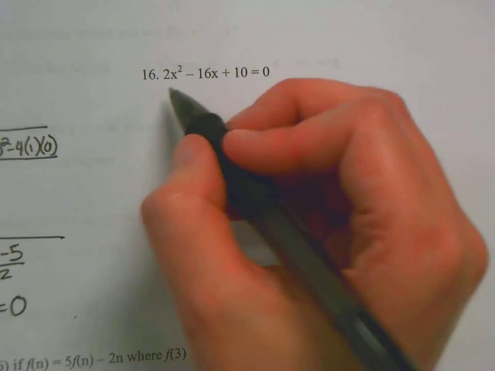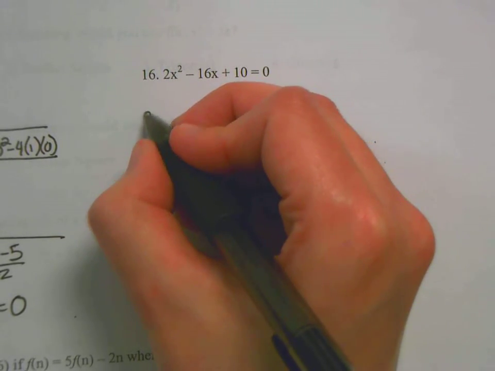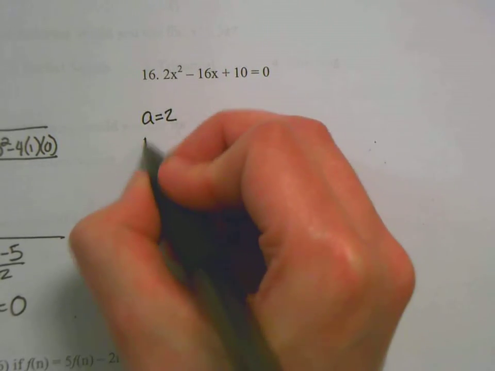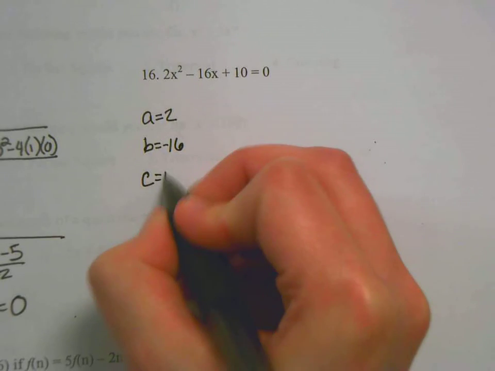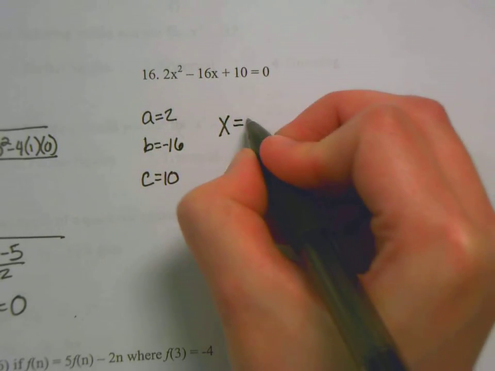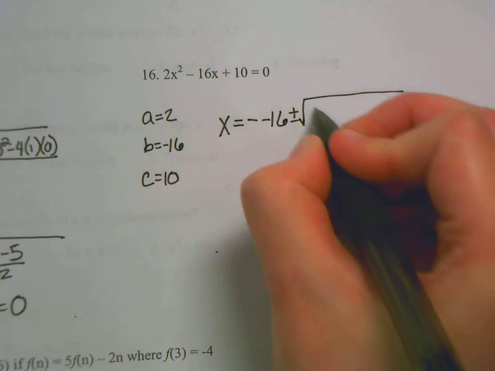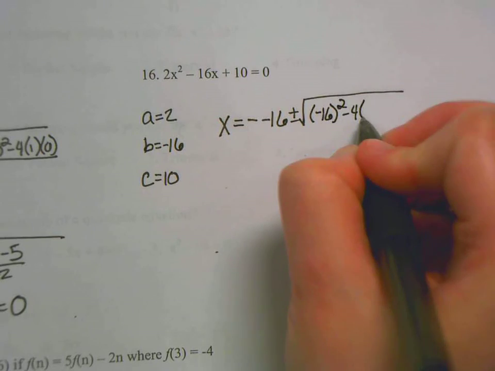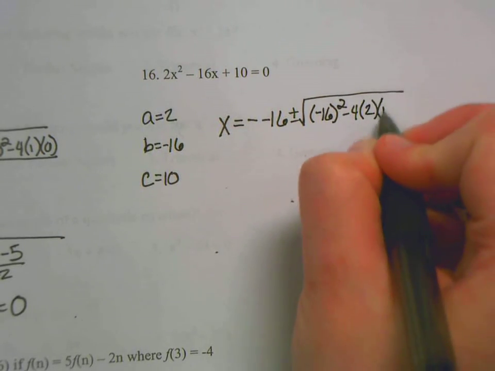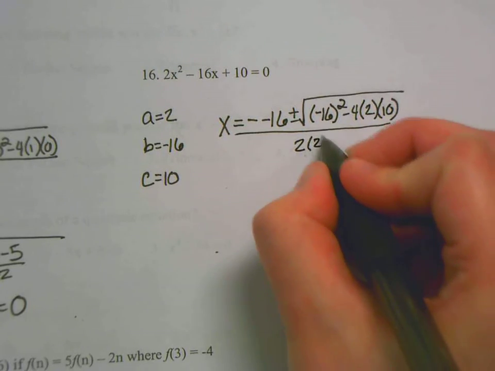Again, it's not factorable, and since you've got a number in front, might as well just do the quadratic formula. So A is 2, B is negative 16, and C is 10. So the formula is, remember, negative B plus or minus the square root of B squared minus 4 times A times C, all divided by 2 times A.